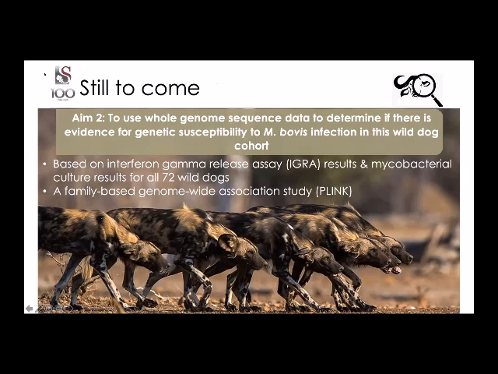And then what we also want to do is to use the whole genome sequence data to investigate evidence for genetic susceptibility to M. bovis infection in this cohort based on interferon gamma release assay and mycobacterial culture results. We will do a family-based association analysis to try and identify significant differences in allele frequencies between infected and uninfected individuals. This analysis allows for related and unrelated individuals to be included in a single analysis.